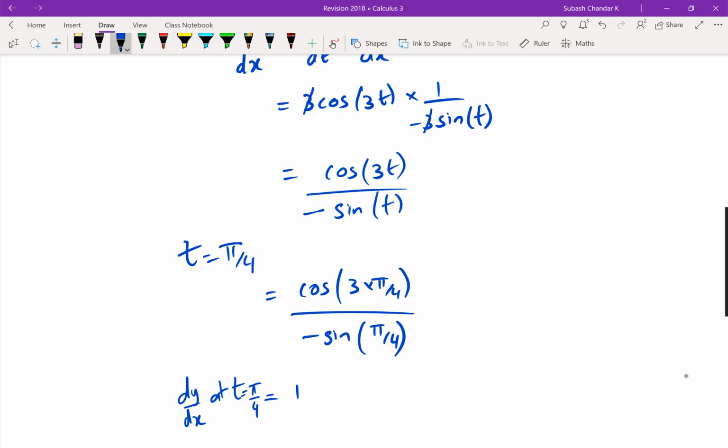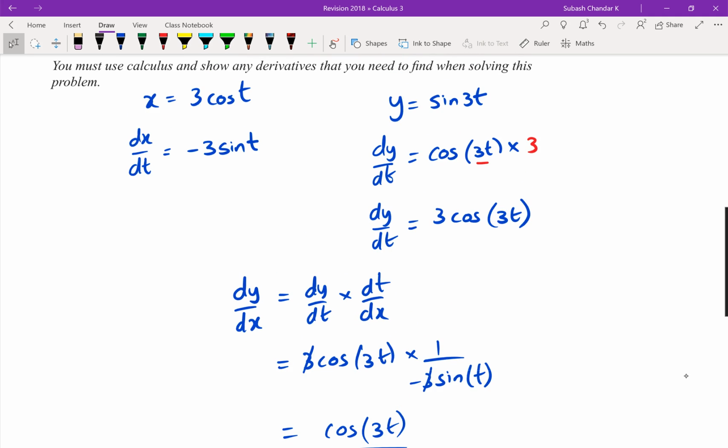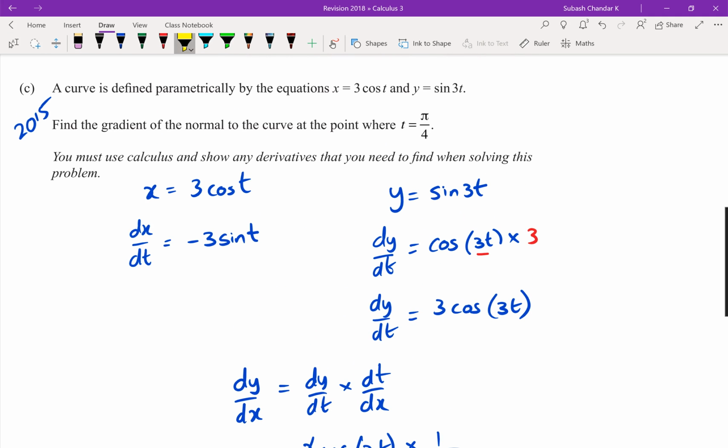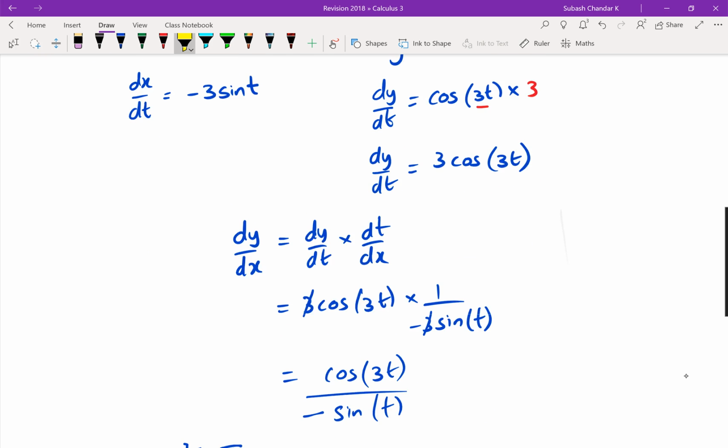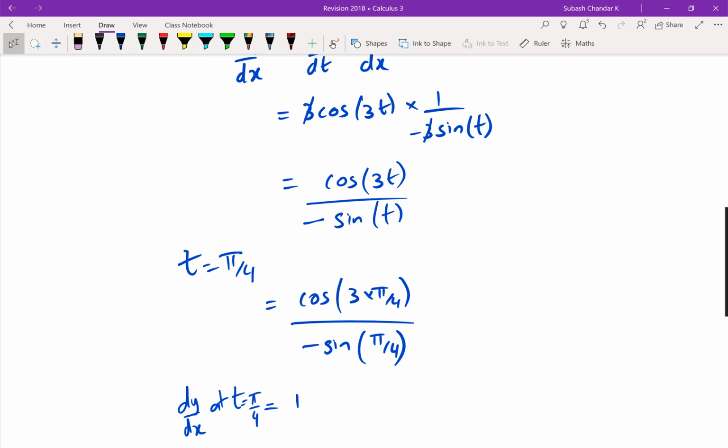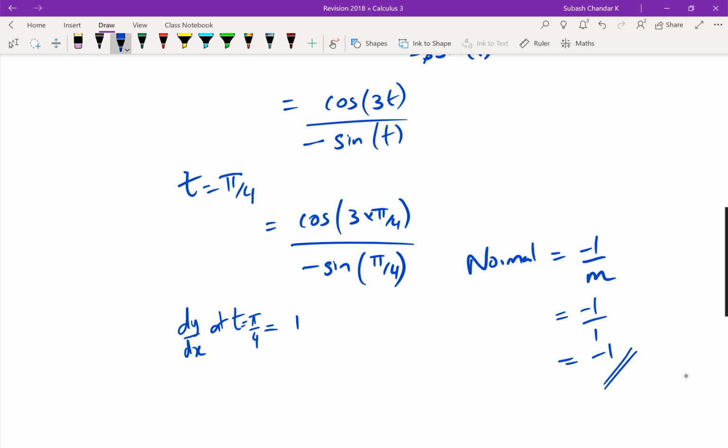I got -1. Why? I don't know. You got the answer as -1. Okay. Well, what is the question actually asking us? Let's go back to the question. The question's asking for the gradient of the normal, which means the other line. Once you find the gradient, to find the normal, you have to go -1 over the gradient that you just found. -1 over 1, which means your answer is actually what I got. -1 is what I was looking for.